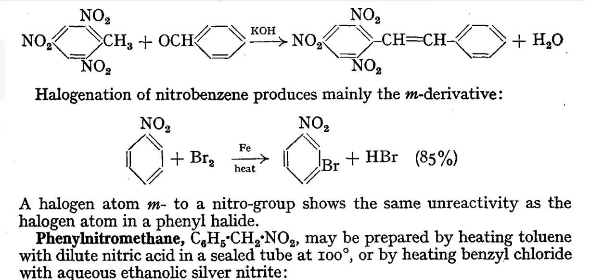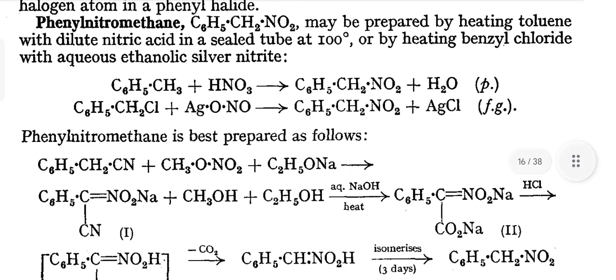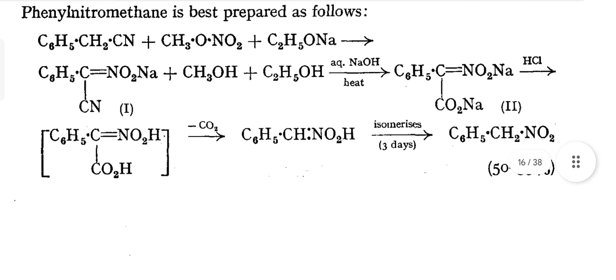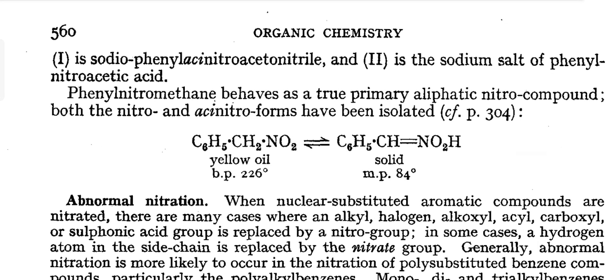Halogenation of nitrobenzene produces mainly meta derivatives. A halogen atom meta to a nitro group shows the same unreactivity as the halogen atom in a phenyl halide. Phenyl nitromethane, that is C6H5CH2NO2, may be prepared by heating toluene with dilute nitric acid in a sealed tube at 100 degrees Celsius, or by heating benzyl chloride with aqueous ethanolic silver nitrate solution. Phenyl nitromethane is best prepared by the method given in this slide. First is the sodio derivative of phenyl acetonitrile, and second is the sodium salt of phenyl nitroacetic acid.